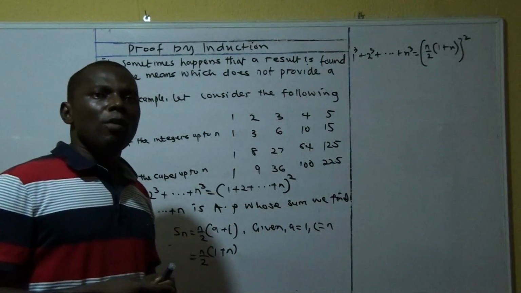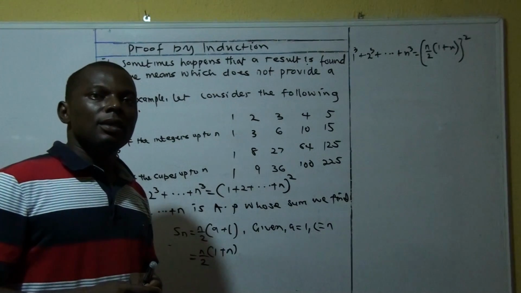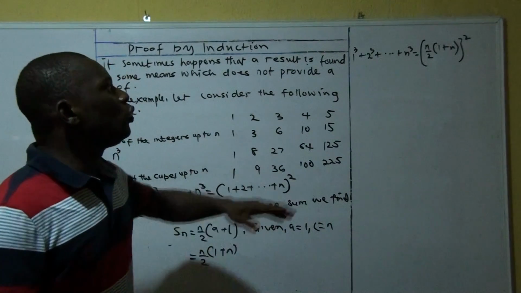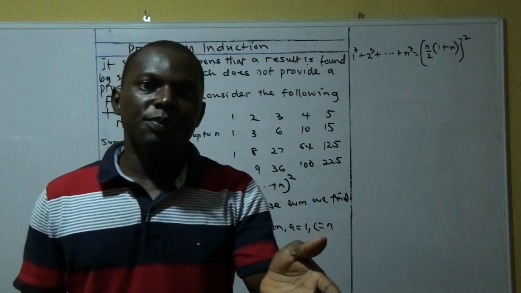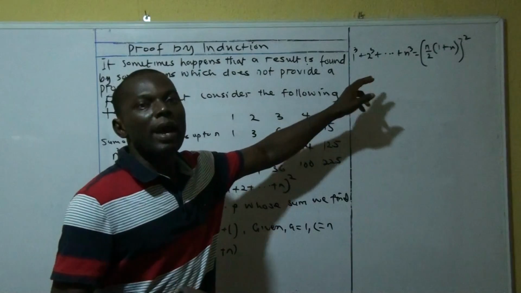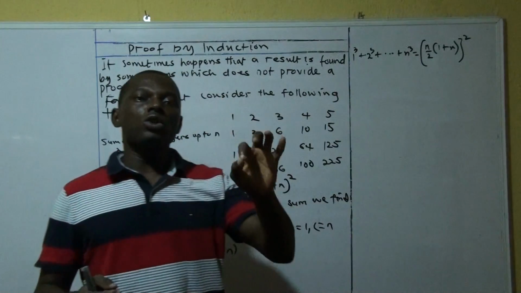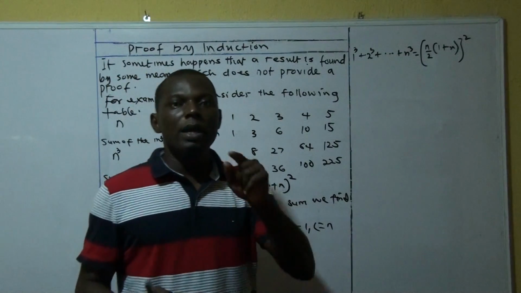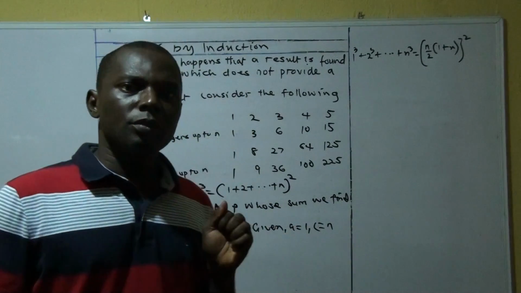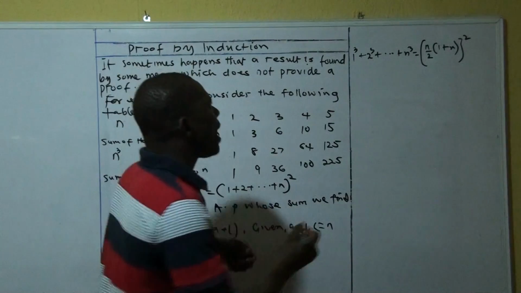Now, this proof by induction says that if the result is true for a number, say n, then it is also true for a particular number, say n is equal to k. Then if it is true for n is equal to k, that means it is also true for n is equal to k plus 1. So this is proof by induction.